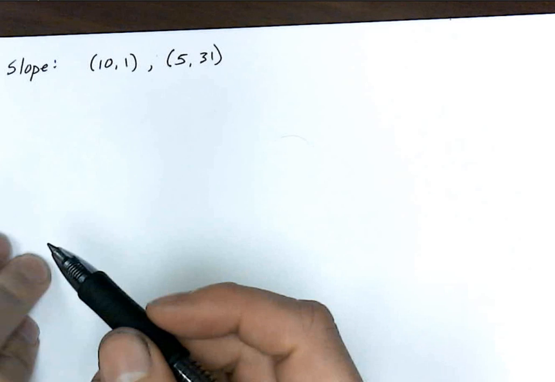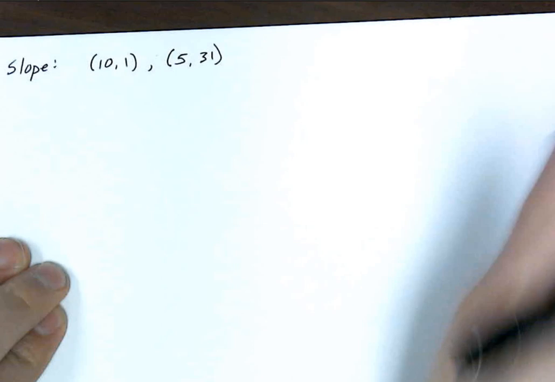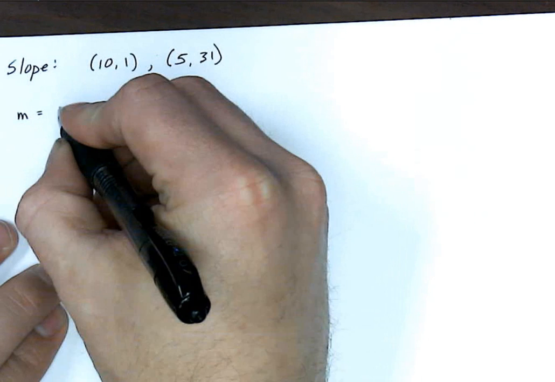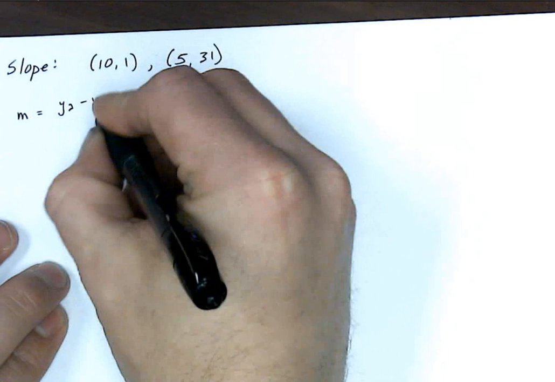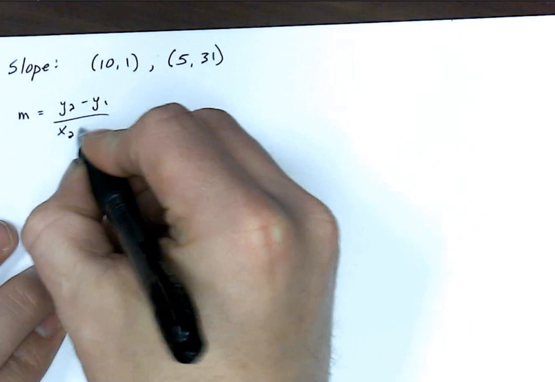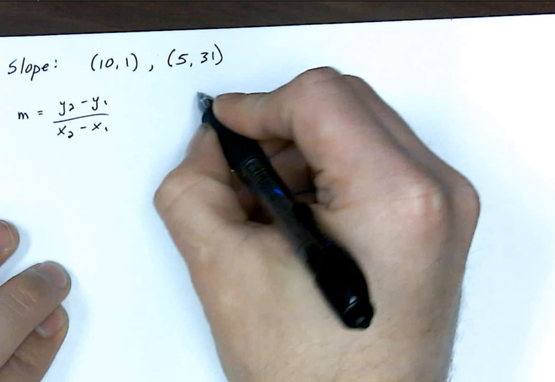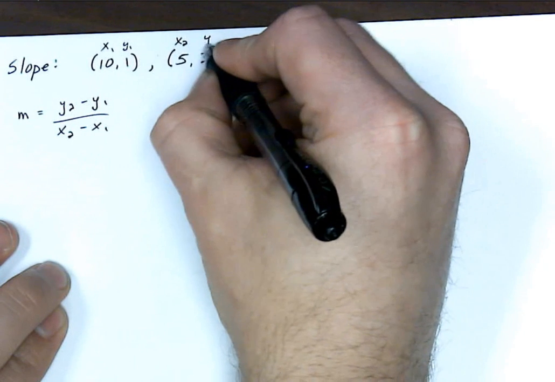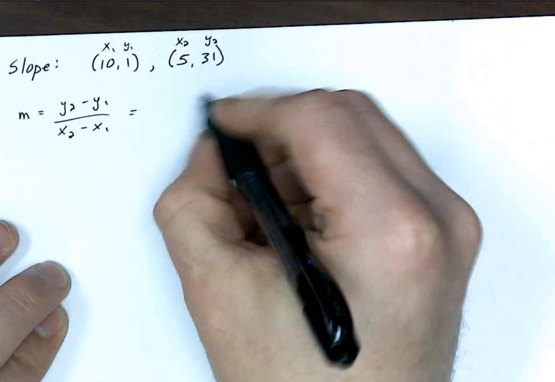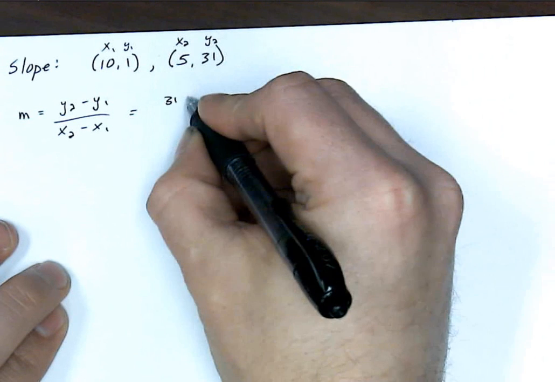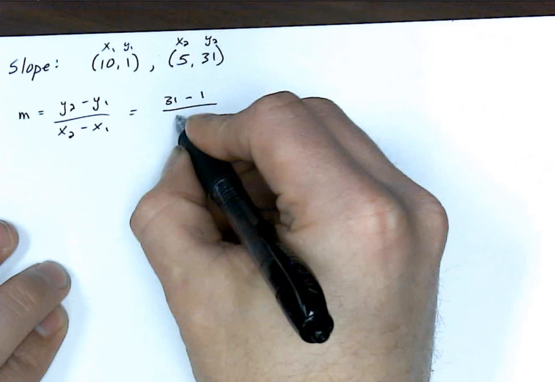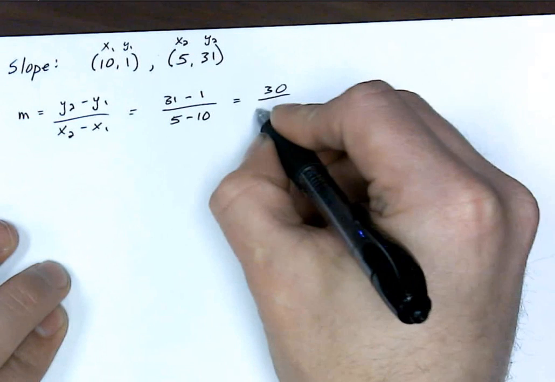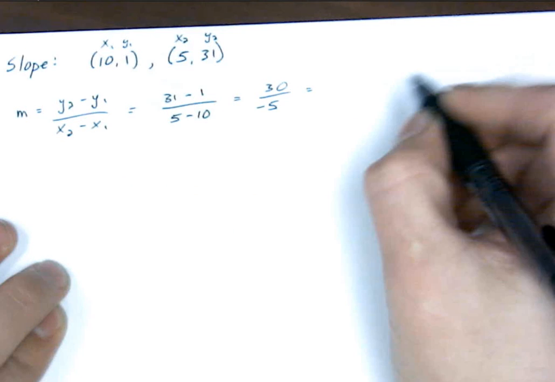Alright, so we're going to find a slope, and what we'll use is m is equal to y2 minus y1 over x2 minus x1. This is x1, y1, x2, y2. So that'll give me 31 minus 1 over 5 minus 10. That's 30 over negative 5, which is equal to what? Negative 6.